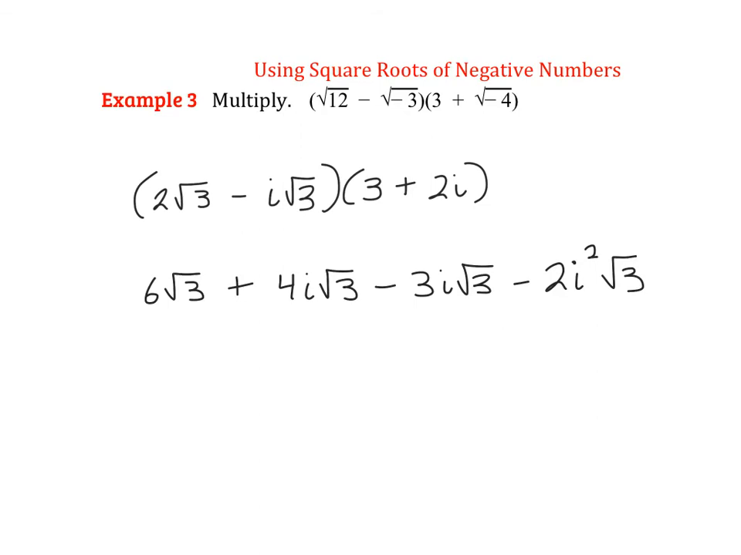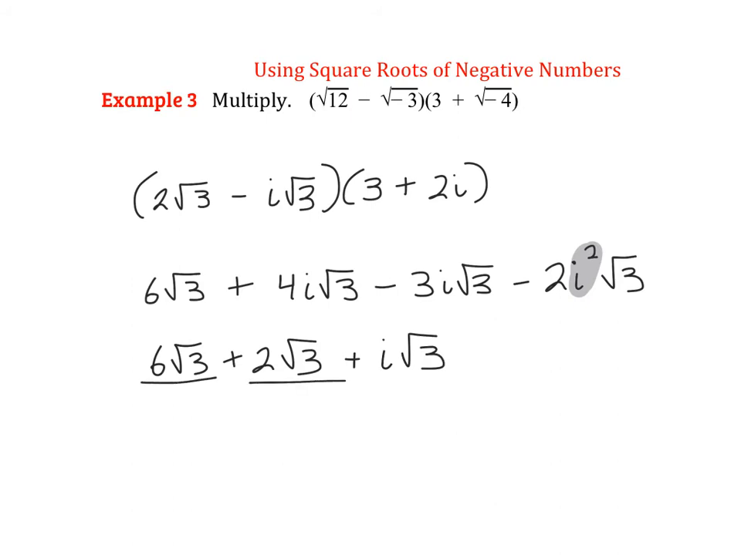And now I'm going to simplify what we have. So we have 6 root 3, and I'm going to write it next to it because I'm going to combine them in the next step, plus 2 root 3. Remember, i squared becomes negative 1. And then I can combine these two terms, my two imaginary terms. So I have 4i minus 3i just gives me plus i root 3.